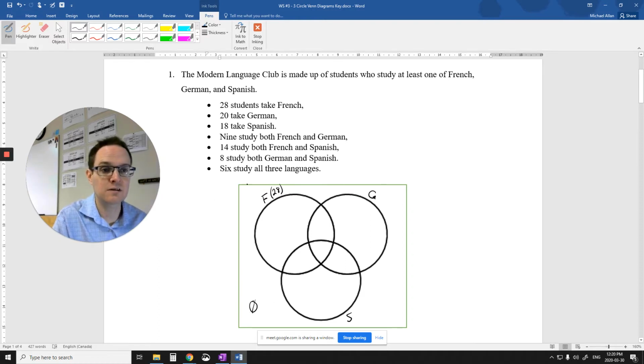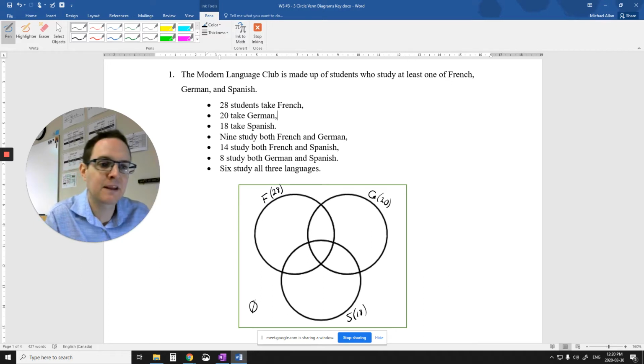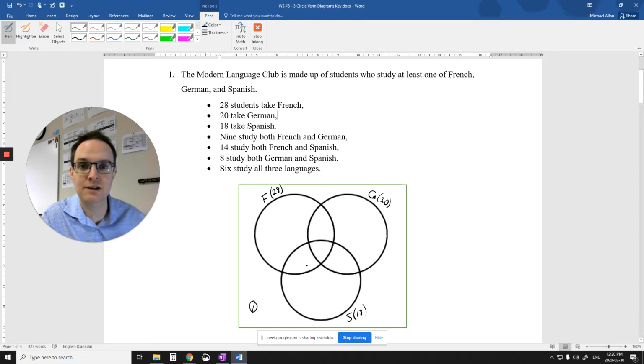Okay, so our first goal is to find out how many kids are in these circles here. There's 20 kids taking German, and there's 18 kids taking Spanish. Now, the most common incorrect answer for this is just to add those numbers together. But if I do that, I'm not taking into account the fact that there are some kids in both of these that are doing both, or all 3. How many kids are taking exactly 2?